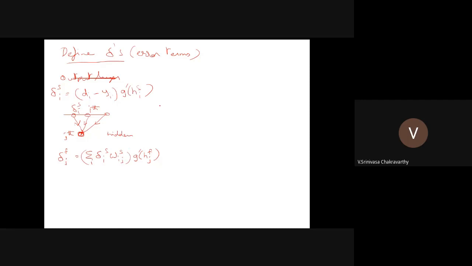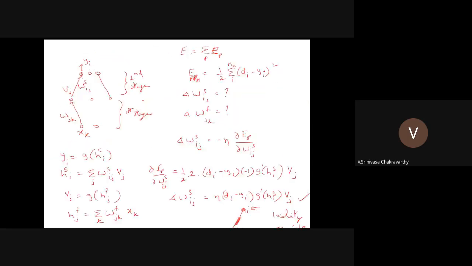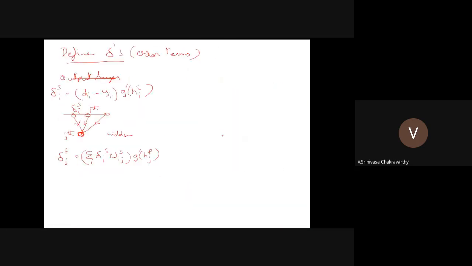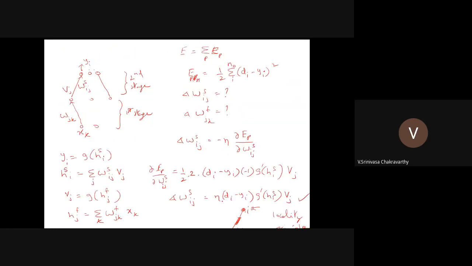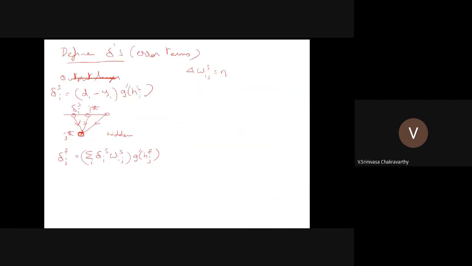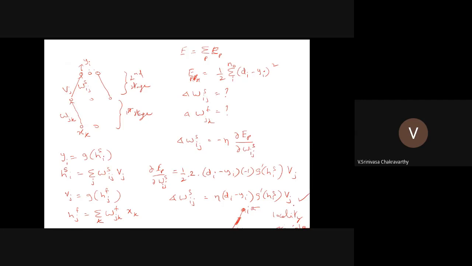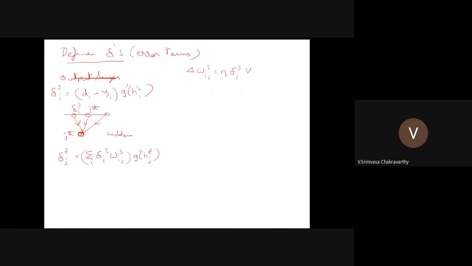Now we plug in these deltas into the previous equations and some magic happens. Let us see what it is. So if you look at the first equation, delta Wij second stage equals eta times di minus yi times g prime hi of s. And that is nothing but the delta at the second stage. So you directly plug in there and multiply it by Vj. Only Vj is left.